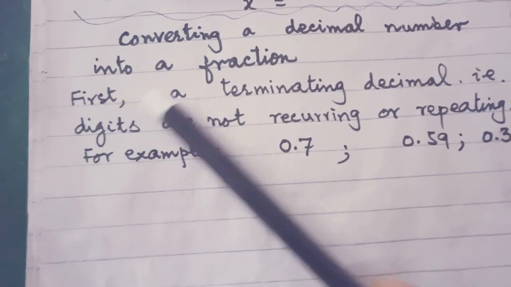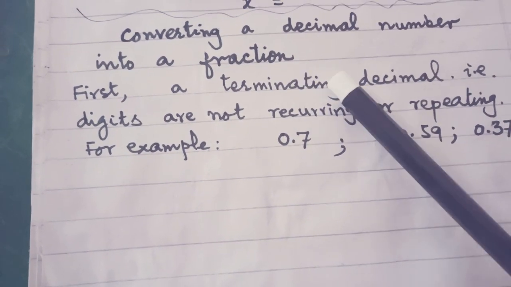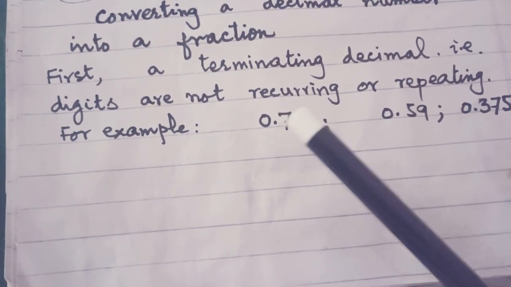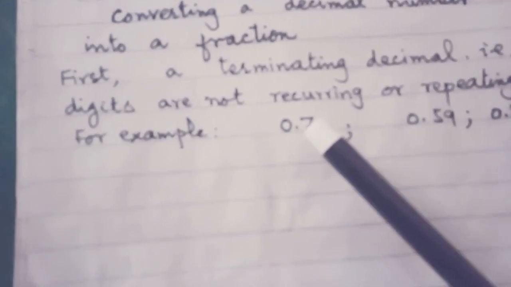Okay, let's learn about converting a decimal number into a fraction. So first, a terminating decimal. A terminating decimal is one where the digits are not repeating after the decimal.